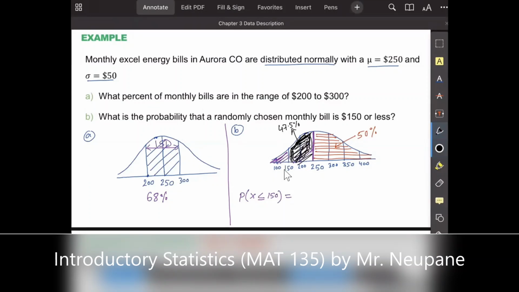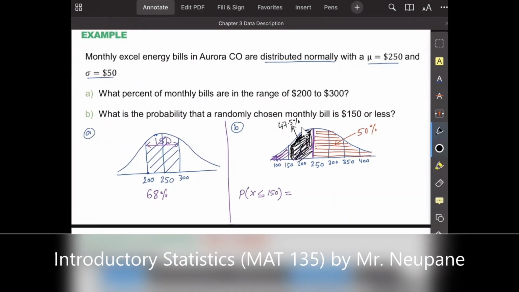So how do we get this? 50 minus 47.5. Total is 100%, right? You can do 100 minus 50 minus 47.5, or this side, the half of the data is 50. You can directly do 50 minus 47.5. So let's do that. How much is 50 minus 47.5? 2.5.